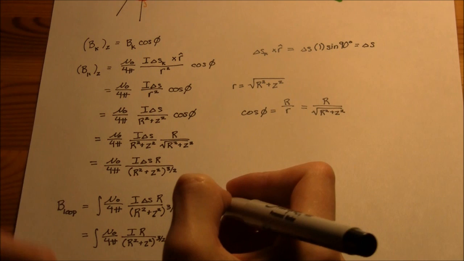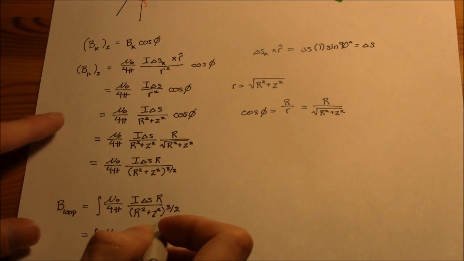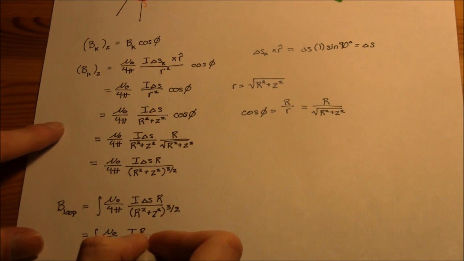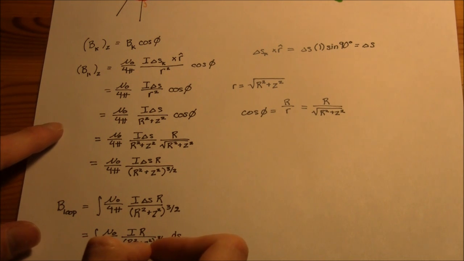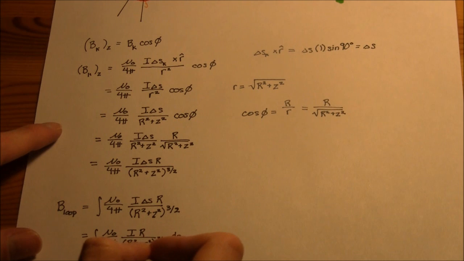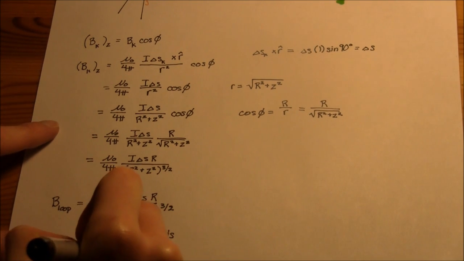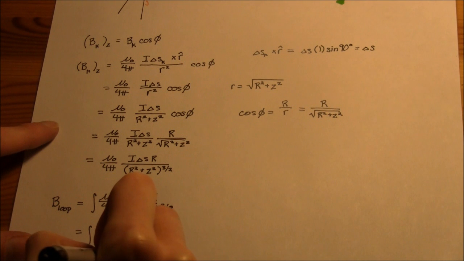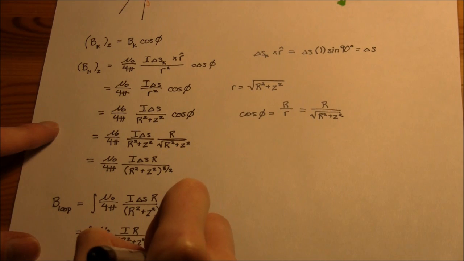Since all of these terms are constant in this problem, the current remains constant, the radius of the loop remains constant, and the distance from the center of the loop to the point we are evaluating the magnetic field at is constant, all of these terms will be pulled out of the integral, so that we are left with only mu naught over 4 pi I R over R squared plus z squared to the 3/2 times the integral of dS.